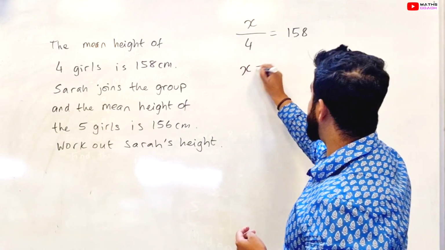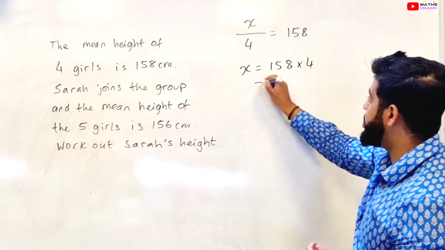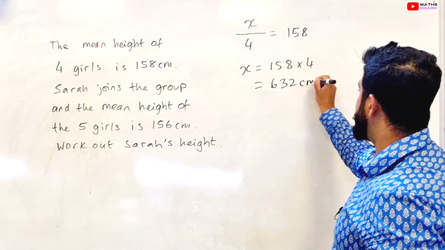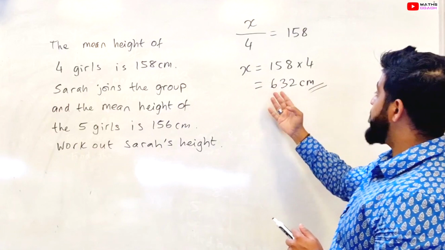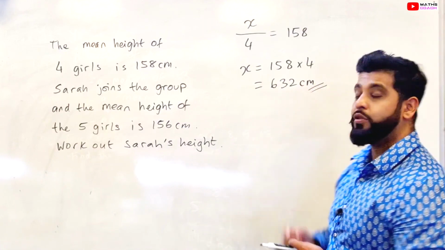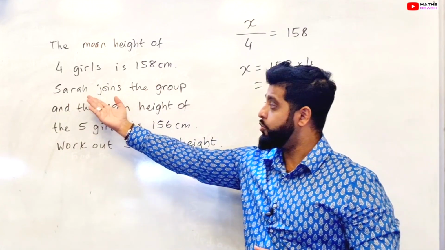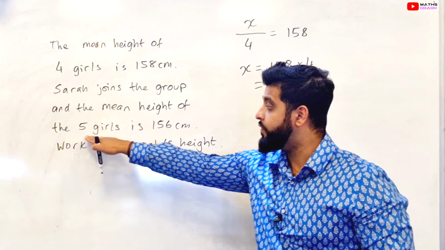So you get x is equal to 158 times 4. And if you put that into your calculator, you get 632 centimeters. So the total height of the 4 girls in the group is 632 centimeters. Now you have this new girl joining. Her name is Sarah. She comes and joins this group, making it a group of 5 girls.